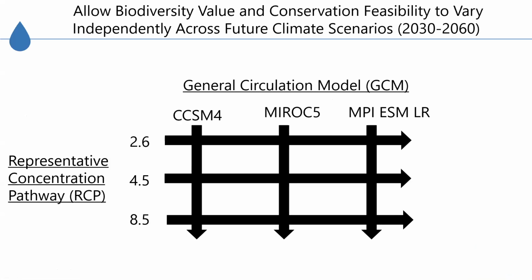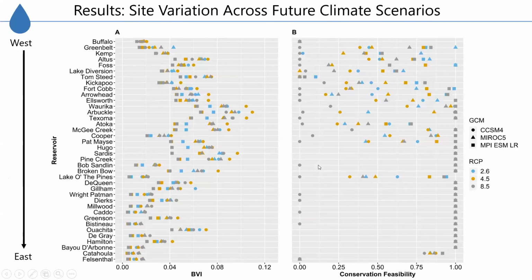And again, we're looking at each one of these factors and allowing climatic uncertainty to play a role here. For each y and x-axis in that planning model, we're going to allow those factors to vary under these 9 future climate scenarios. And so we can look at each one of those here. These two plots: the biodiversity value index is shown here, and conservation feasibility is shown here. Each one of these points is a general circulation model, and each color shows a representative concentration pathway.